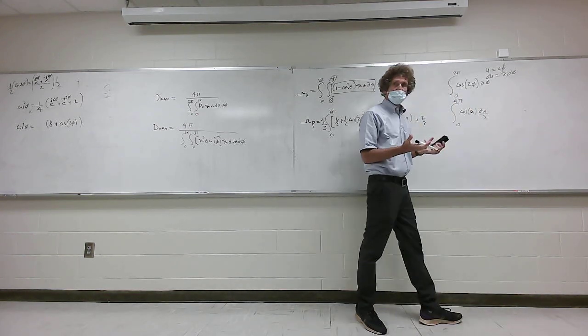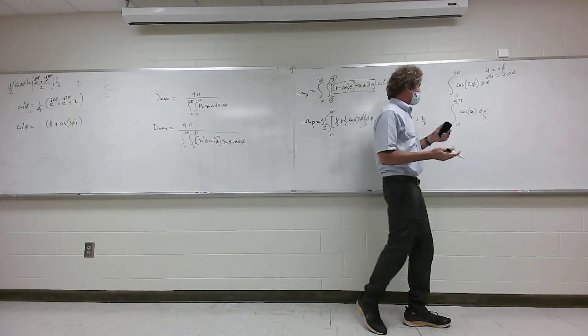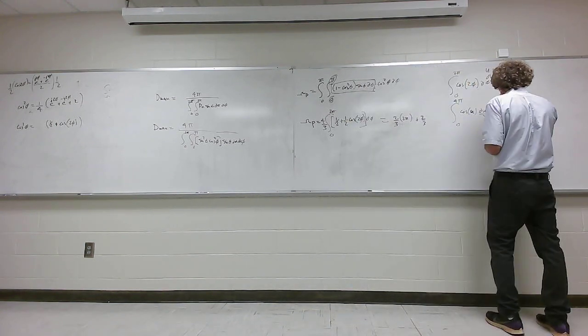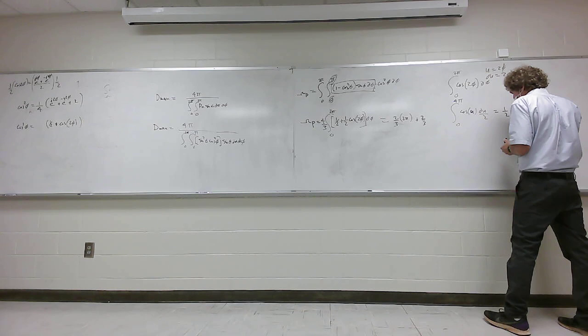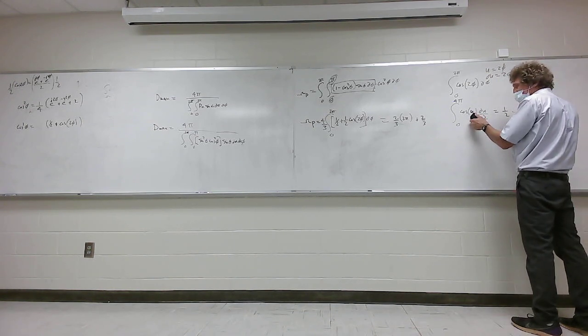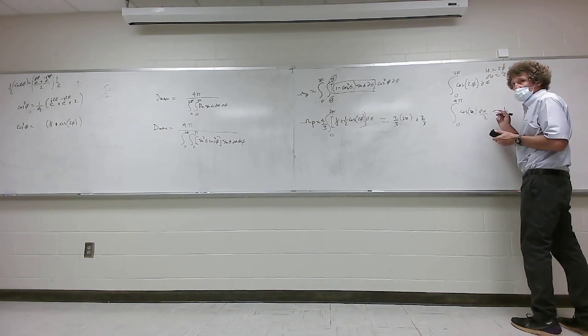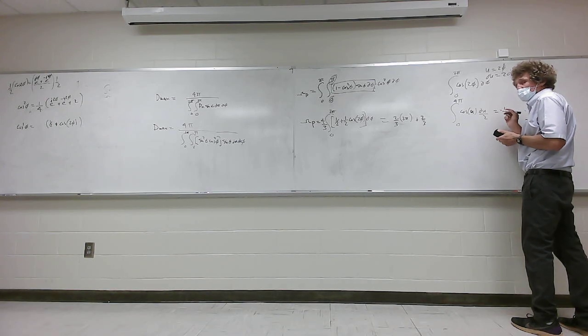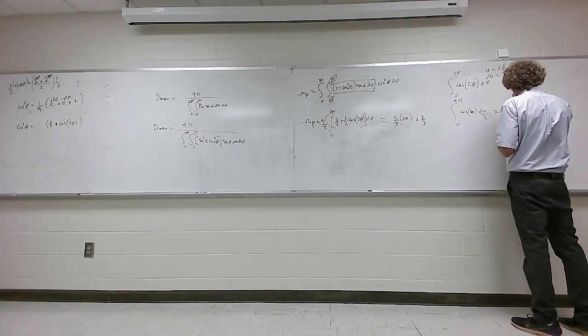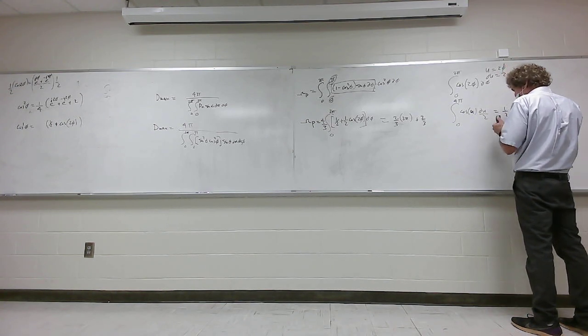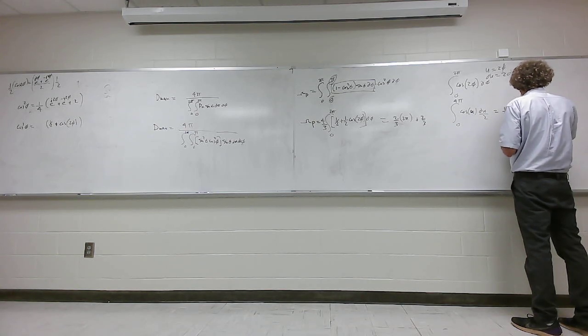Y'all follow me on what I'm doing here? And what is that going to be? Well, that's 1/2, right? And then cosine of u integrated is what? The derivative of cosine is minus sine. The integral of cosine is sine, isn't it, class? So then it's going to be sine of u, evaluated from 0 to 4 pi.